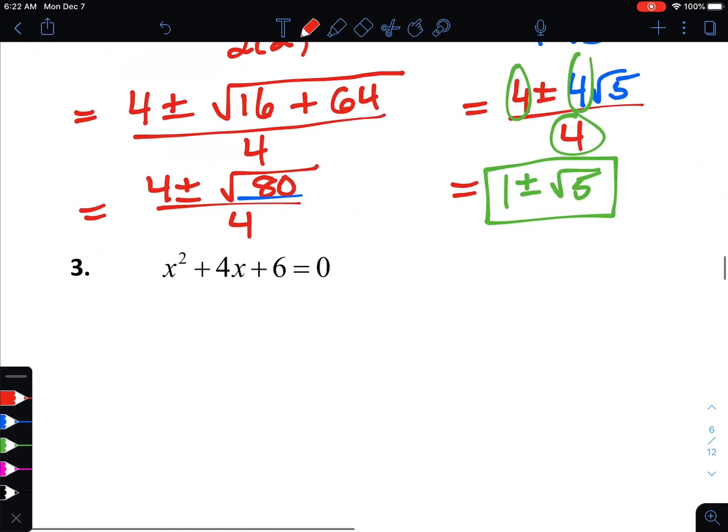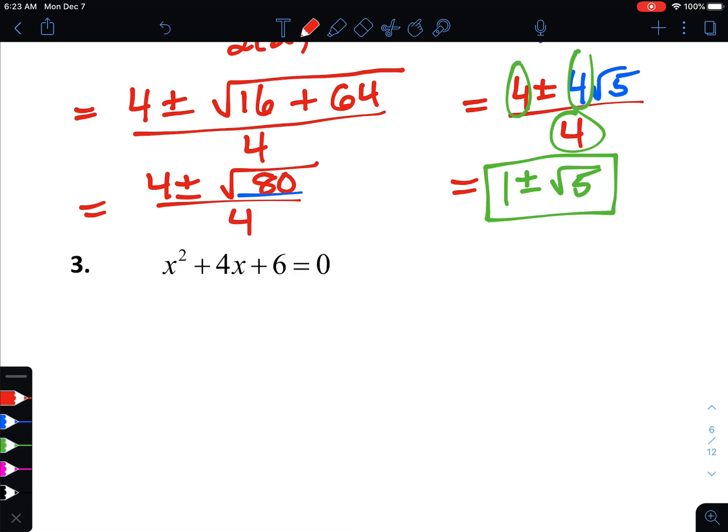All right, moving on to number 3. So we've got x squared plus 4x plus 6 is equal to 0. Nice part about this one is that it's already equal to 0, and we can say that a is 1, b is 4, and c is 6.